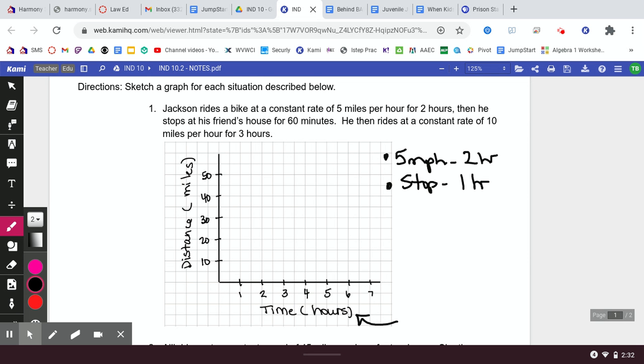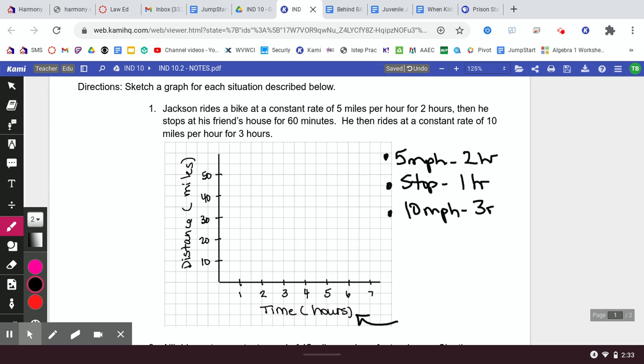That's that first bullet point. Then he stops at a friend's house for 60 minutes. So our second bullet point is that he stops. And instead of writing 60 minutes, we write 1 hour because our graph is in hours. So we're just going to go ahead and convert everything to hours. And then our last bullet point is that he rides at a constant rate of 10 miles per hour for 3 hours.